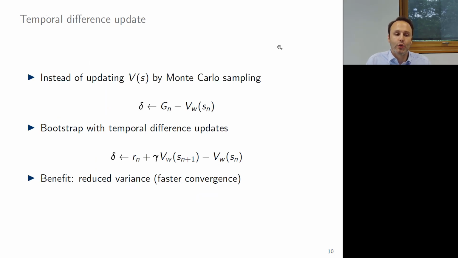Now, instead of using updates by the Monte Carlo sampling to calculate this delta difference, we can also use the temporal difference update and bootstrap. So the advantage here is clear. Instead of doing the whole episode, we can just take one draw, so the reward at step n and the discounted value function in the future step, and then calculate the difference of this to the estimate of the value function to get the delta. Also, this helps to reduce the variance and have faster convergence.